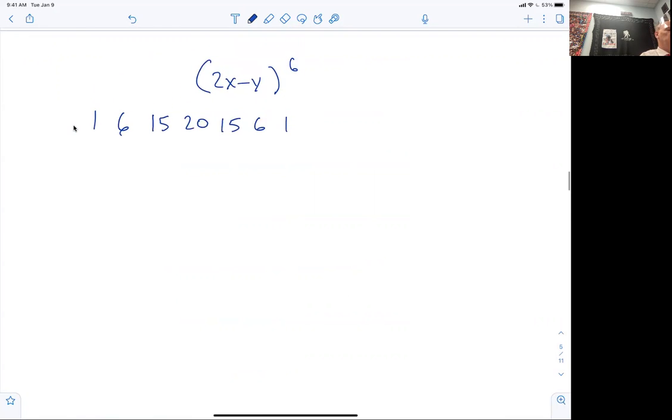Now, also, I want you to try to remember this. The power is to the 6th power. There's always one more term than the power. All right. So again, I was just counting real quick. 1, 2, 3, 4, 5, 6. So there should be 7 terms. So that looks correct. All right.